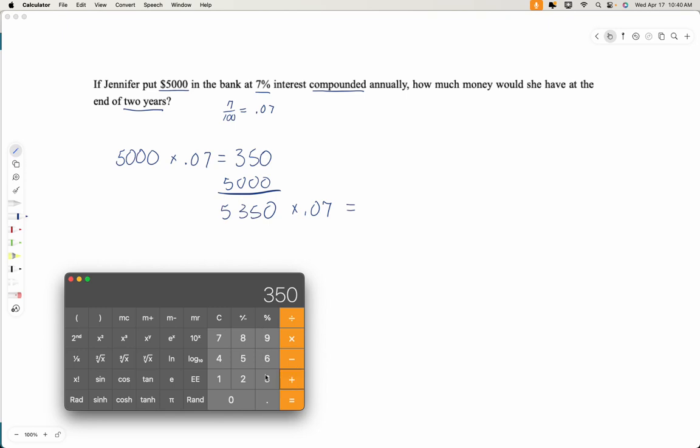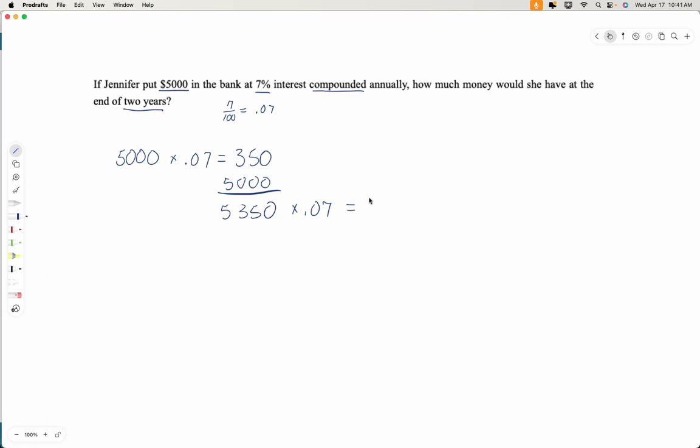All right, let's add the 5,000 back to that. Times 0.07. $374.50. So now we're going to add the $53.50 back. So $53.50. $5,724.50 would be your total.